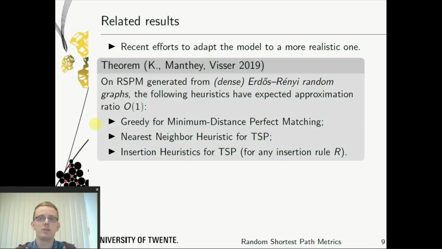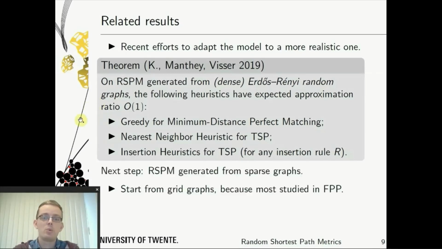So the graphs that we use to generate the random shortest path metrics are still dense here, whereas networks in practice are mostly sparse. So we set out to research random shortest path metrics generated from sparse graphs, and we started this research by using square grid graphs, since such graphs are the most studied within first passage percolation.